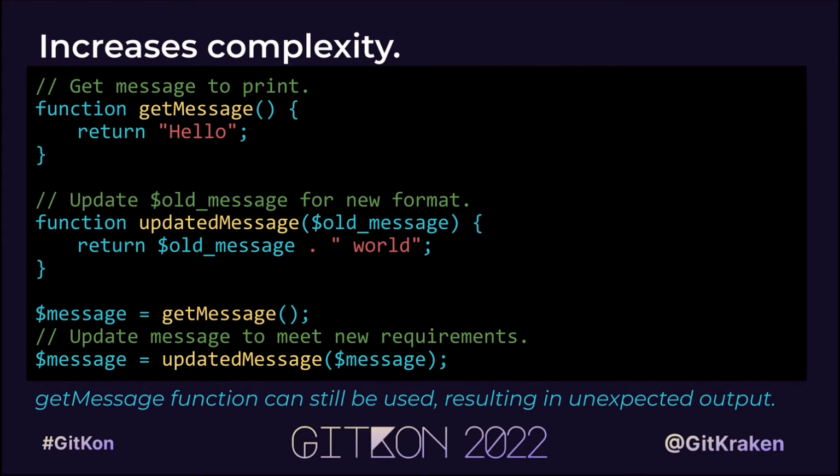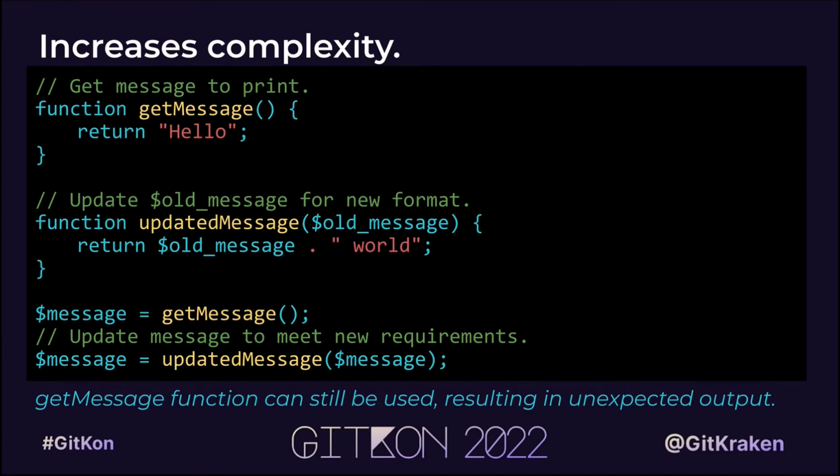Obsolete code increases the complexity of your project by having obsolete code that you're working around. That means you're building new features and functionality to work around what's already there, thus adding complexity to something that doesn't have to be as complex. In this PHP example, there's a function called getMessage that prints out the word hello.